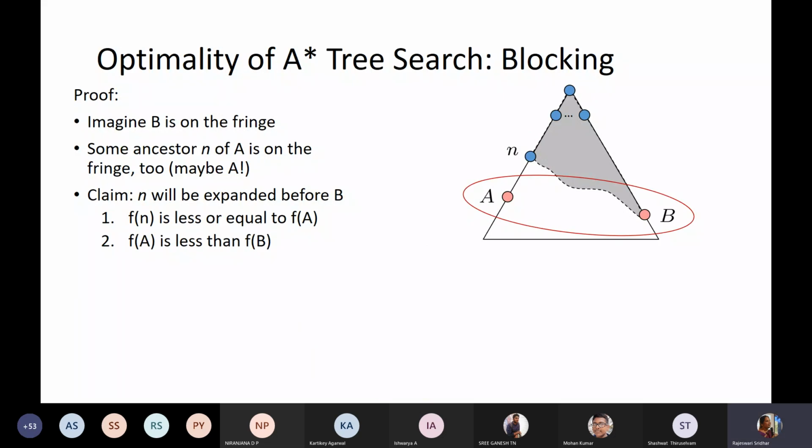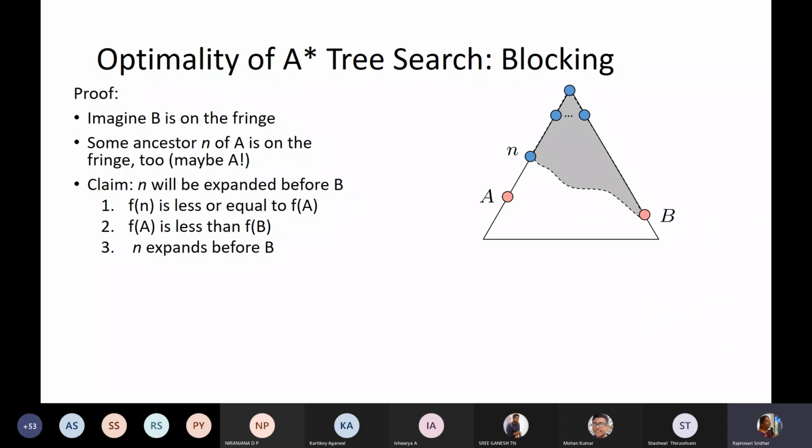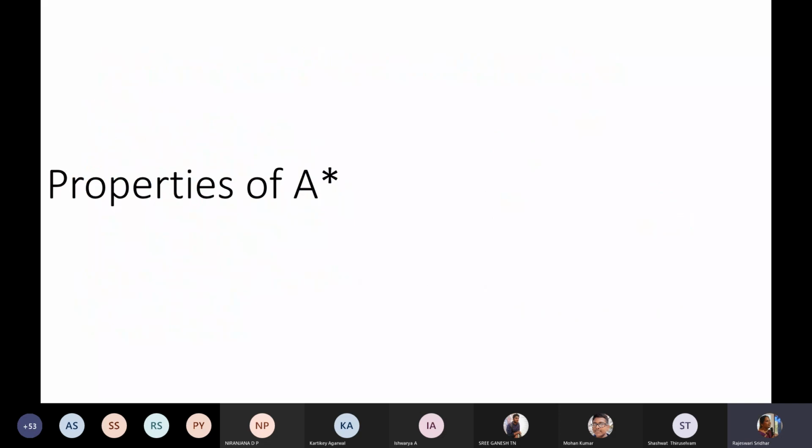F of A is always less than f of B because it is at a different position than this one. So you will be encountering only this node before you encounter B. That is the proof. So, properties of A star.